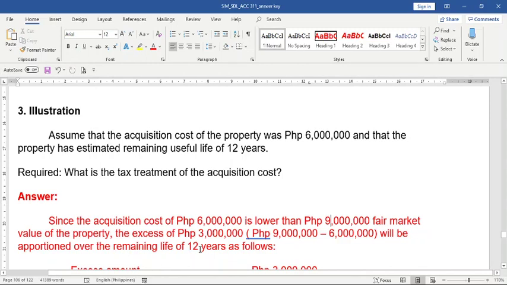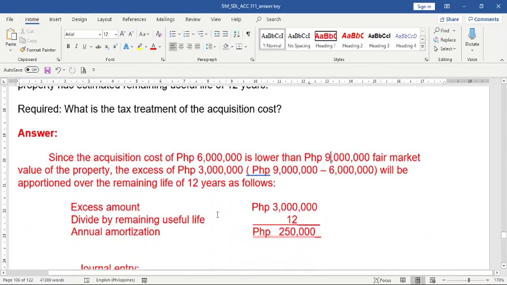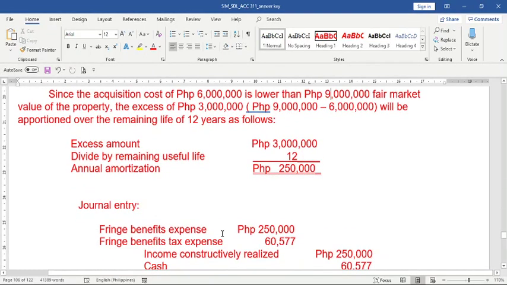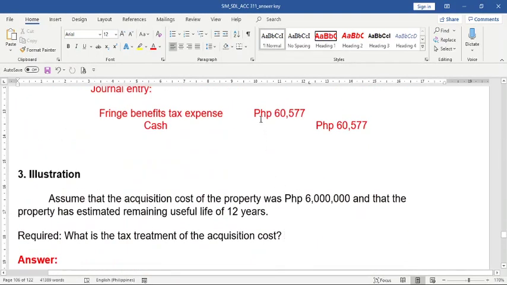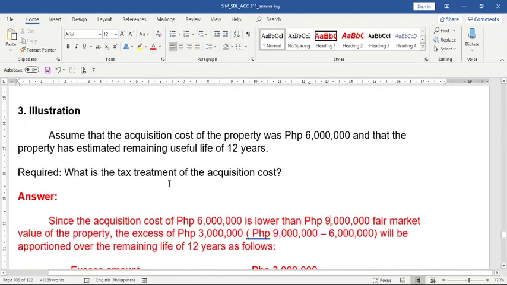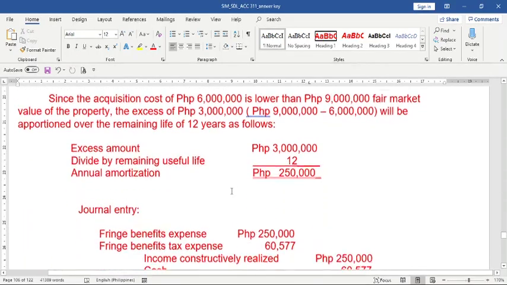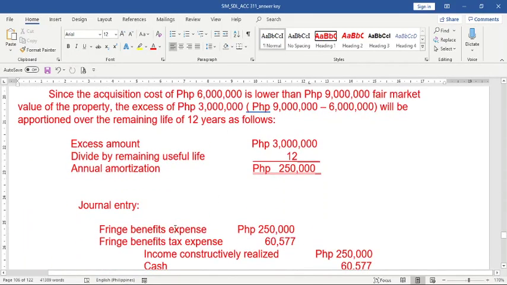So the excess of 3 million, we apportion within 12 years. What is the treatment of the acquisition cost? Your annual amortization is 250,000. The treatment is that it becomes our fringe benefit expense, 250,000. But still, our fringe benefit tax expense is 60,577. The same. The treatment of the acquisition cost is only as fringe benefit expense.